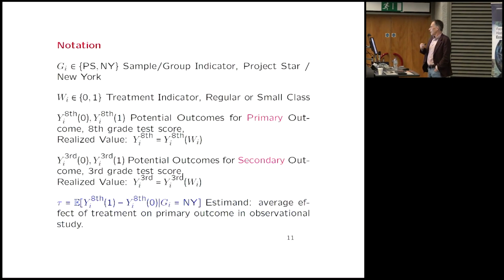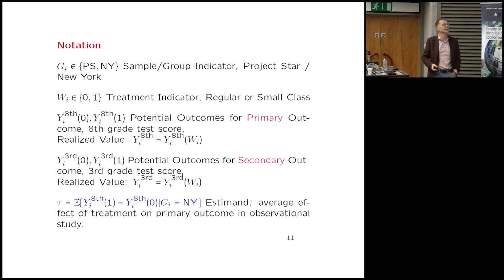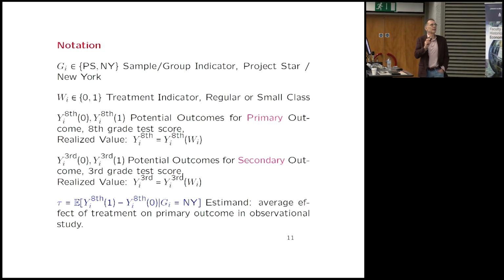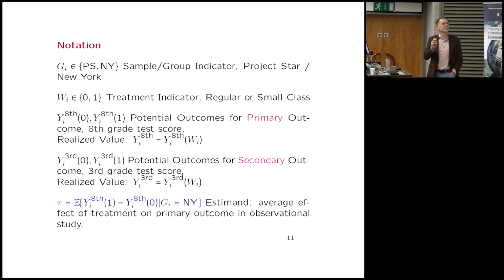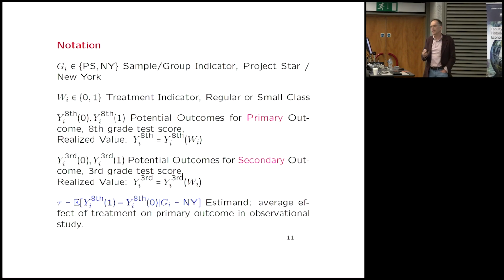So we think of, maybe we're interested in causal effects, so we think of there being two potential outcomes for each of the outcomes, and what we're interested in is estimating the average effect of being in a small versus a big classroom in New York. We can also focus on the average effect in the experimental study. That doesn't really change the basic complication that comes from the fact that we don't actually see the primary outcome in the experimental data.